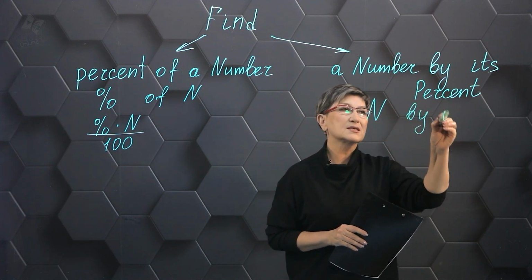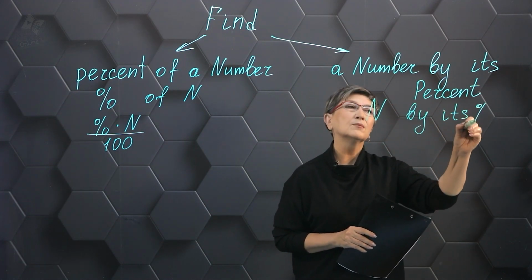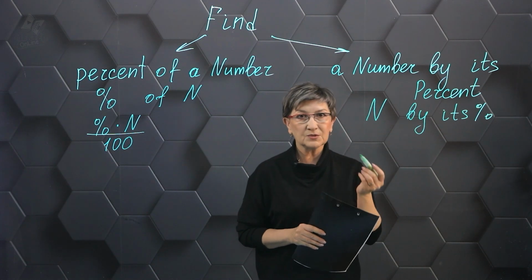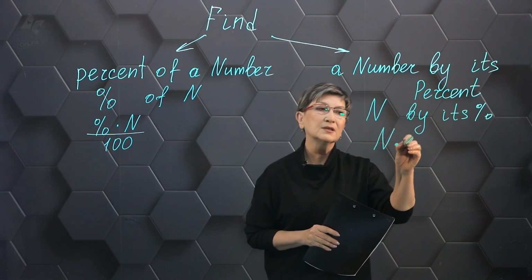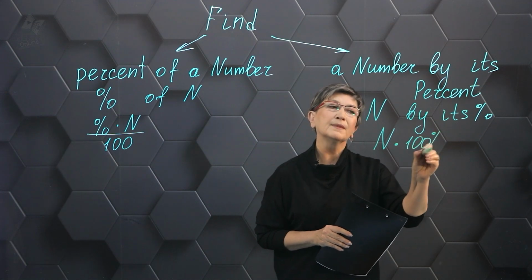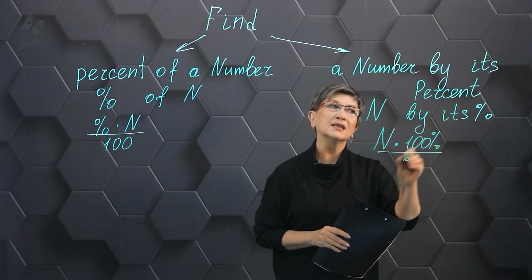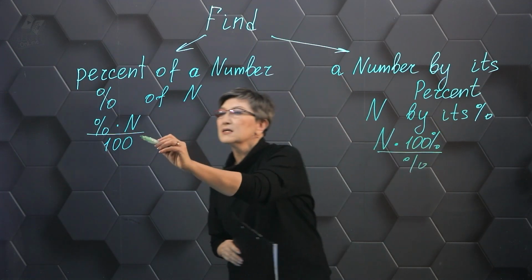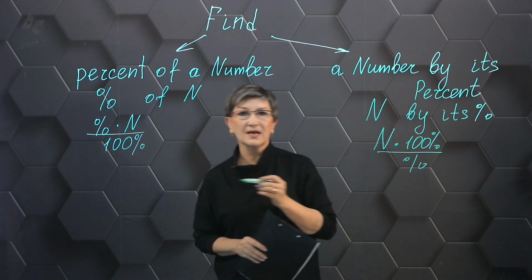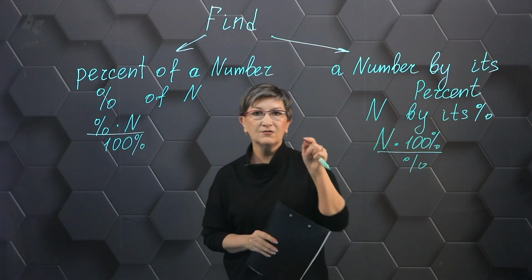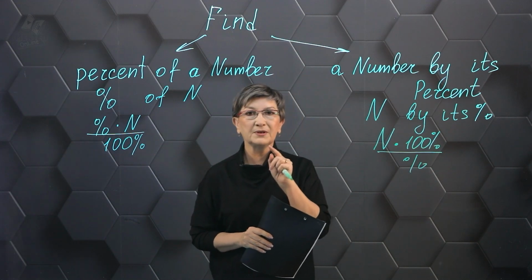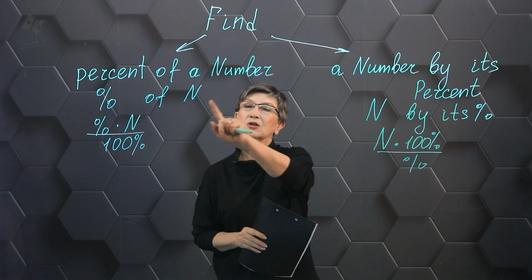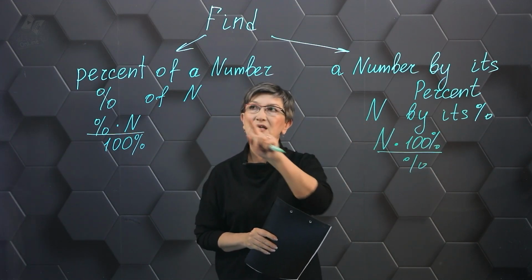that is, we need to find a number by a percentage, in this case, we multiply our number by 100 and divide it by our percentages. Here, of course, we need to write down the percent too. These are the two rules you should memorize. Of course, you may be offered a third type of tasks, but for now, we will deal with these two tasks.